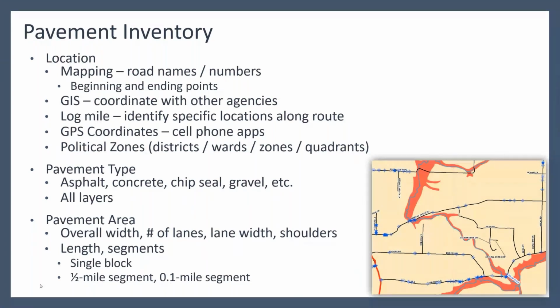And then, of course, pavement type. What's the surface? What are the layers there? That goes back to the pavement design and the construction of that project. And then the area, that's going to help us in knowing the length and the width. When we start estimating, we need to know the quantities for the treatment that we want to apply. So having all of that readily at hand helps with budgeting tremendously.